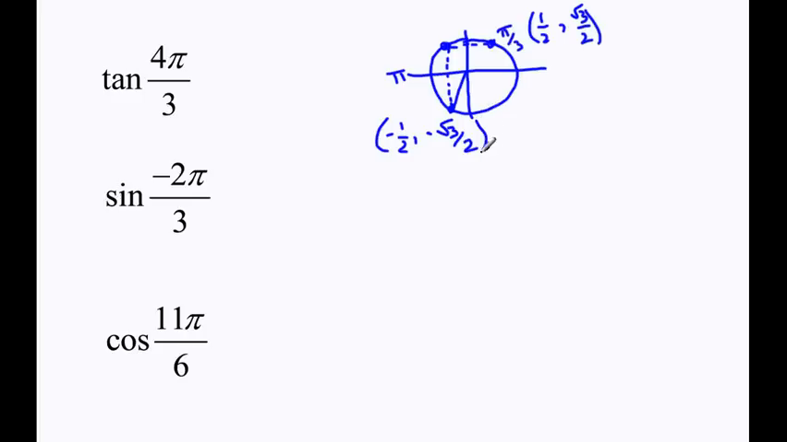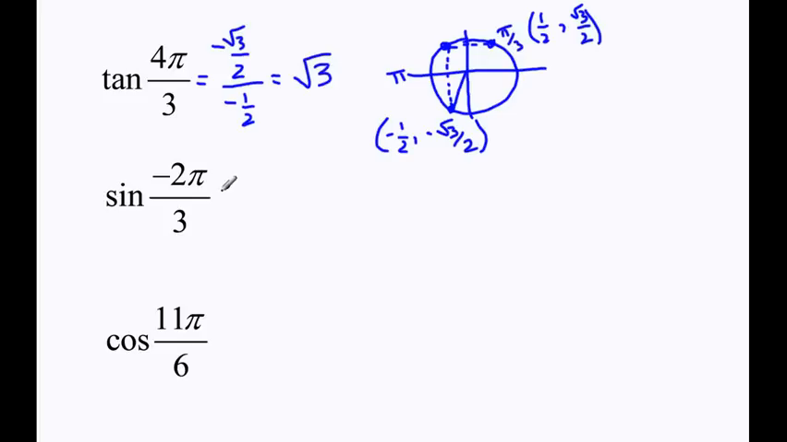So to do this, I need y over x. So I've got -√3 over 2 over -1/2. And this is going to simplify. The negatives are going to cancel. And I'm dividing by 2 on top and bottom. So when I multiply by the reciprocal here, I end up with simply √3.